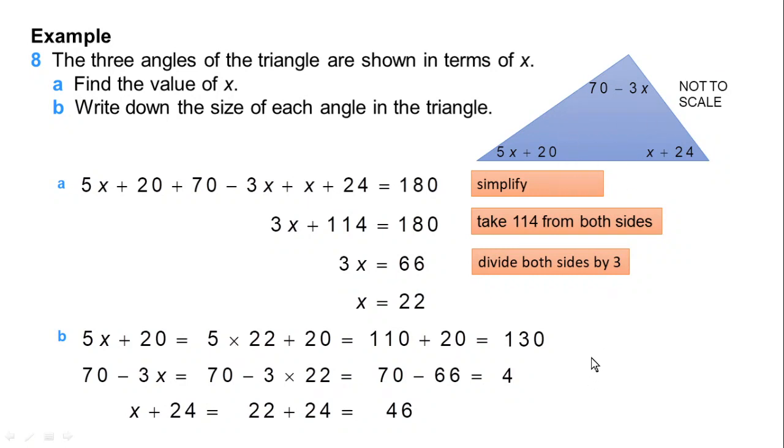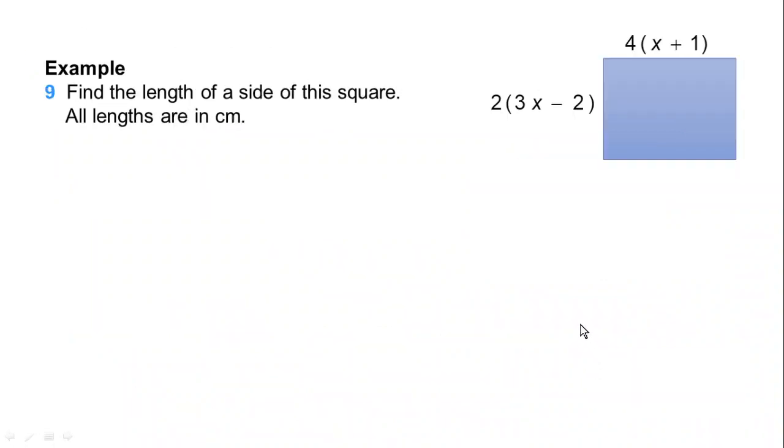Okay, next, question number 9. Find the length of a side of this square. All lengths are in centimeter. Okay, not to scale again this one because it doesn't look a square. So I have this square. Remember, all the sides of the square are congruent. When I say congruent, the lengths of the sides of the square are equal.